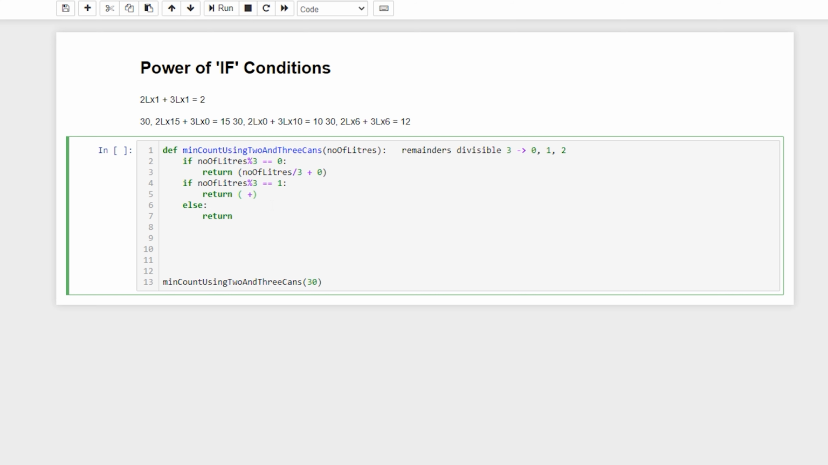3-liter cans count and 2-liter cans count. Similarly, here also 3-liter counts and 2-liter counts. Okay, assume you are passing 5 liters. So 5 modulus 3 cannot be 0. 5 modulus 3 cannot be 1. Else these conditions. If these conditions, what is the remainder of 5 modulus 3?